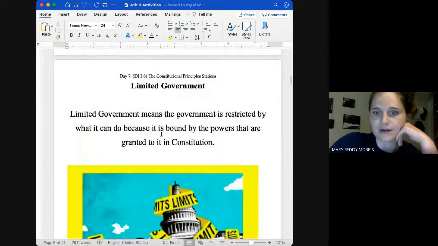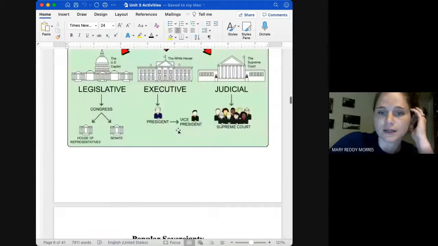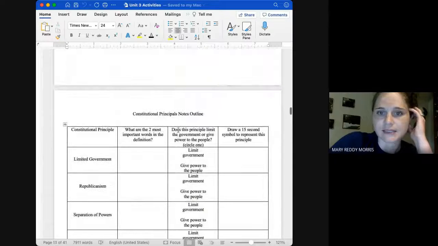Limited government means that government is restricted in what it can do because it's bound by the powers that are granted from the Constitution. Two words may be restricted and bound. Okay. Then it says, does this principle limit the government or give power to the people? So it limits the government.